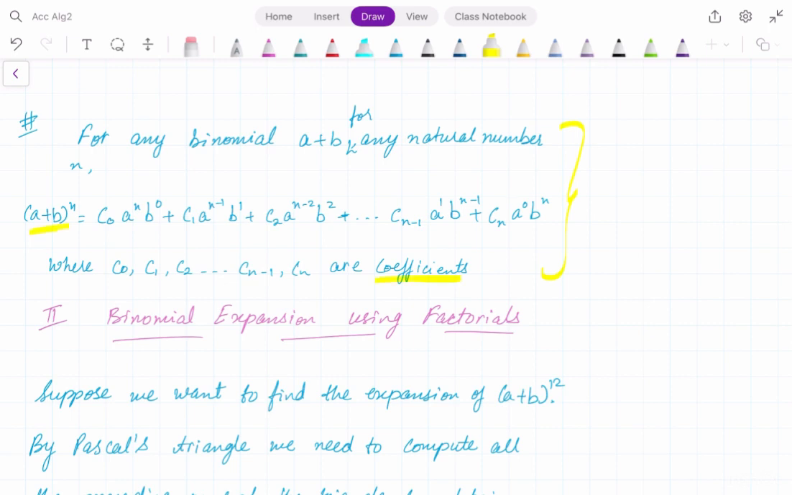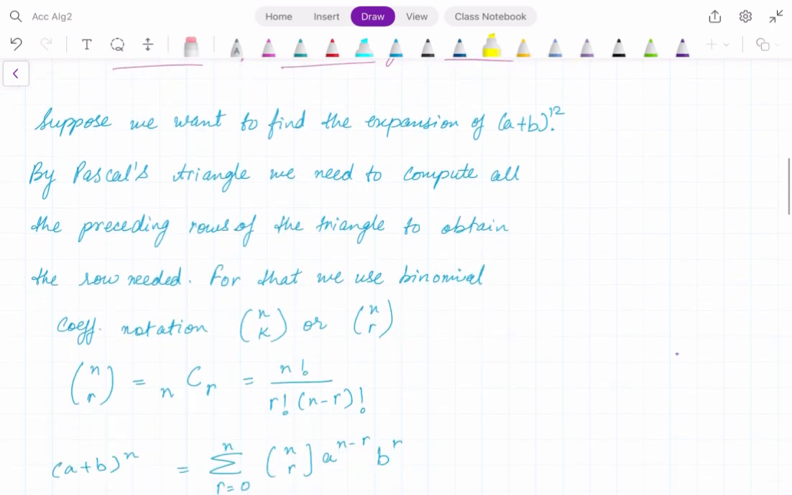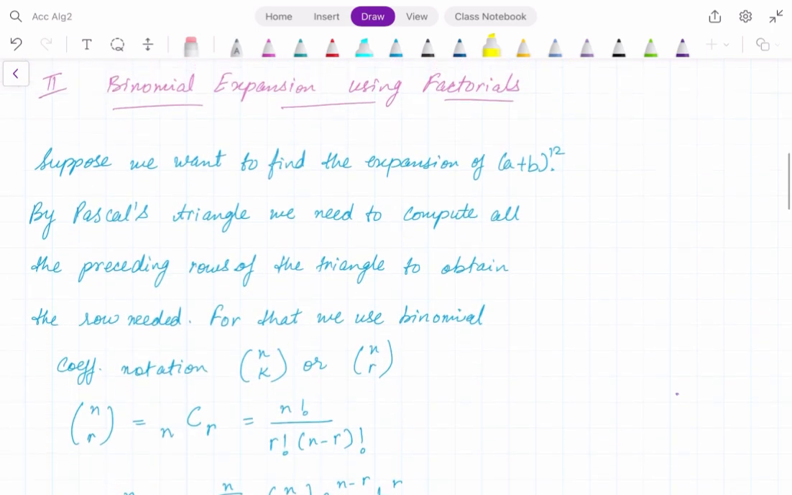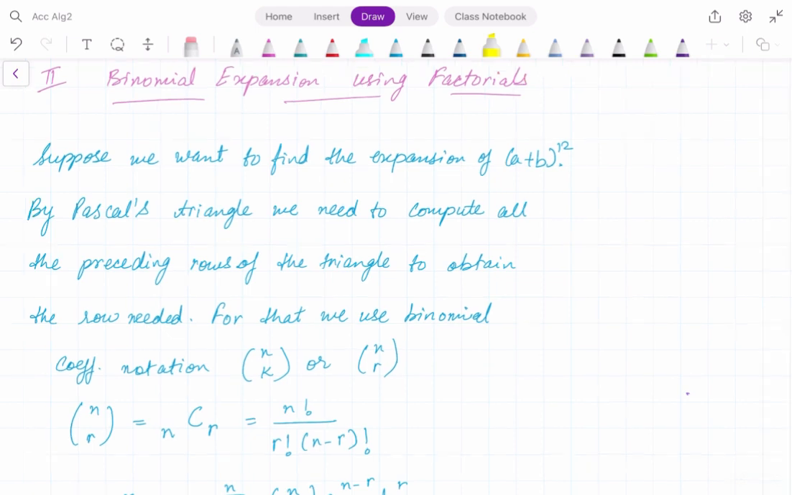Now, this is theoretical understanding. By definition, by theory or by theorem, this is what we are looking for. So C0, C1, C2, and so on, all the way to Cn, they are the coefficients and how we are generating the coefficients. Now, the second way of the binomial expansion is called using the factorials. We will do a few practice problems, but let's understand the theory first.